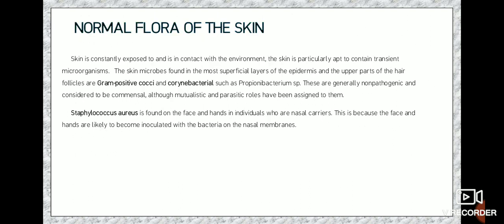And we have the normal flora of the skin. The skin is constantly exposed to contact with the environment. The skin is particularly apt to contain transient microorganisms. The skin microbes are found in the most superficial layer of the epidermis and upper parts of the hair follicles. These are gram-positive cocci and corynebacteria such as Propionibacterium. These are generally non-pathogenic and considered to be commensal, although parasitic roles have been assigned to them.